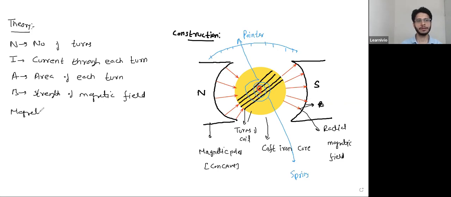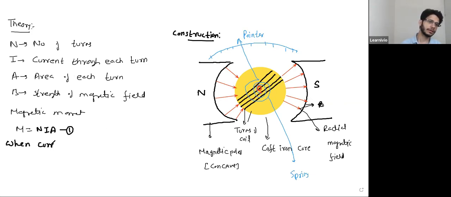Magnetic moment. Here M is NIA. The magnetic moment of the system here is NIA. That's my first equation. So when current passes through this coil, it will experience a torque.